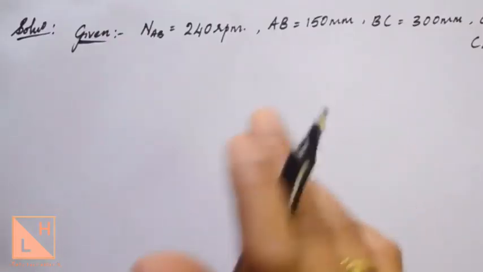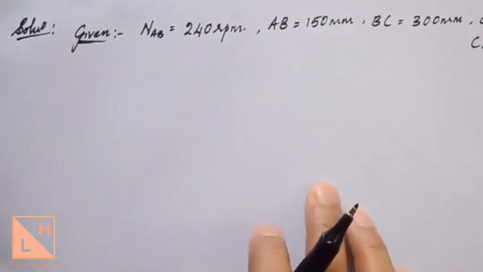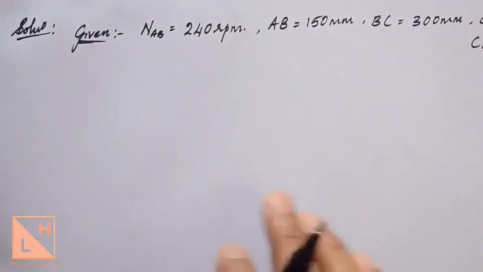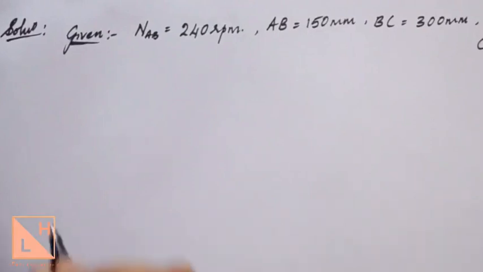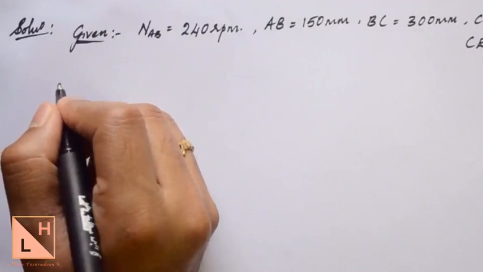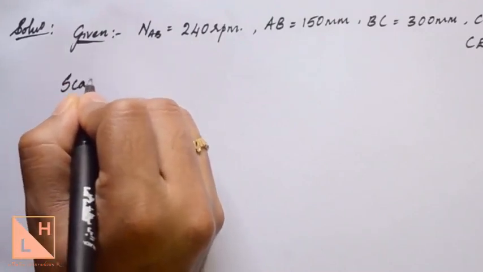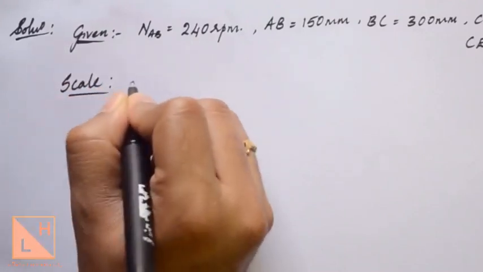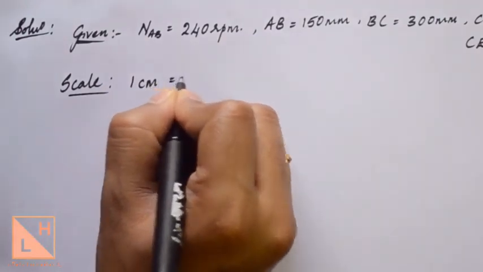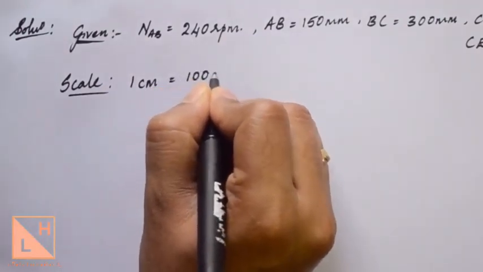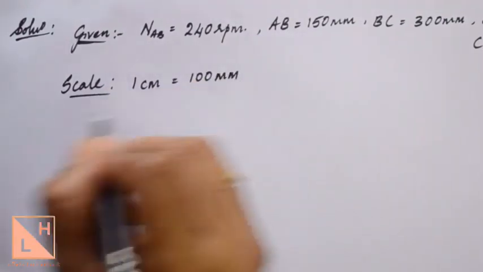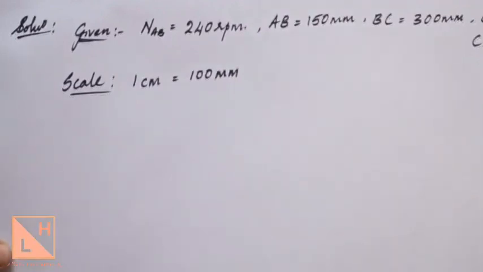And let us reproduce that same drawing over here, taking an appropriate scale so that the instantaneous centers that we find fall within the same page, right? Looking at the numbers 150, 300, 500, let us take a scale of 1 centimeter equal to 100 mm. So let us construct the mechanism first.